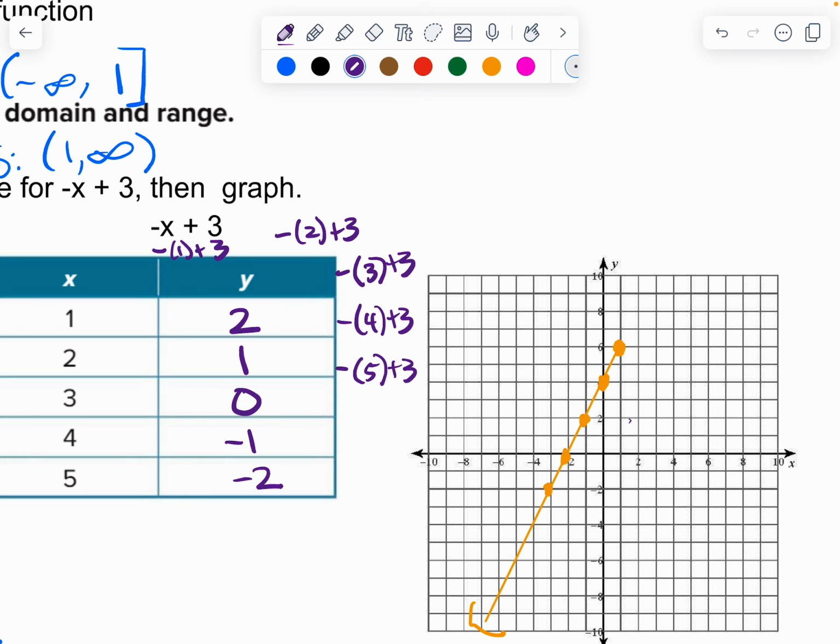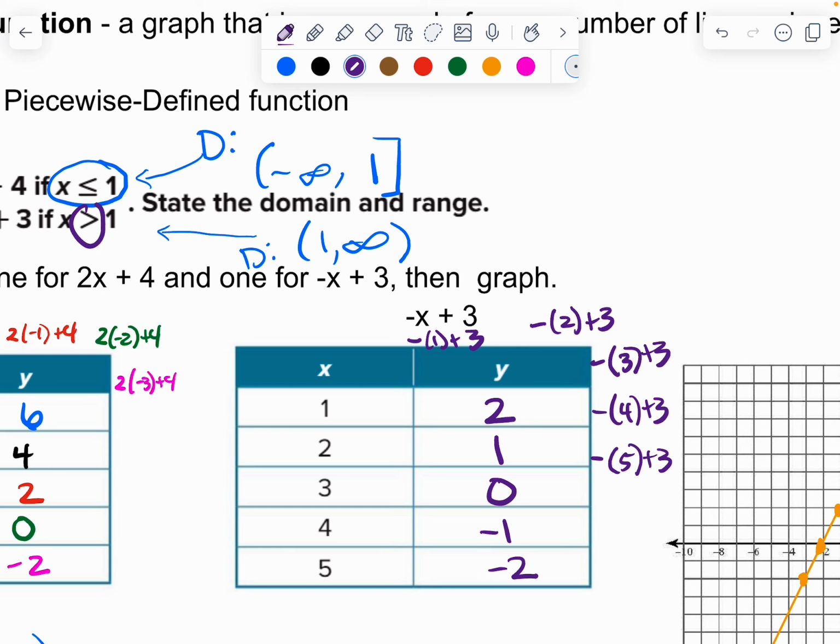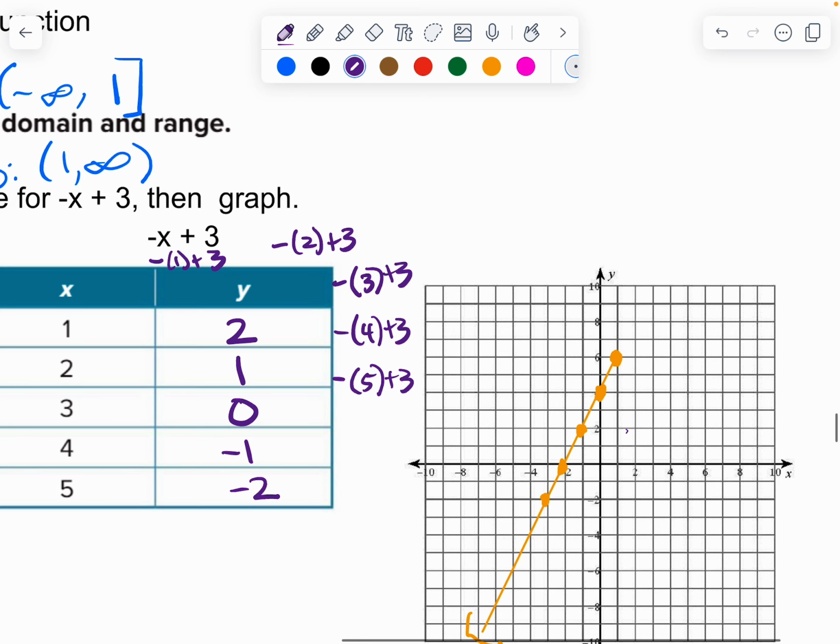Now, do you see how this right here does not have an or equal to? So that means I'm going to have an open dot. So 1, 2, that's an open dot. And then 2, 1, and 3, 0, and 4, negative 1, and 5, negative 2.